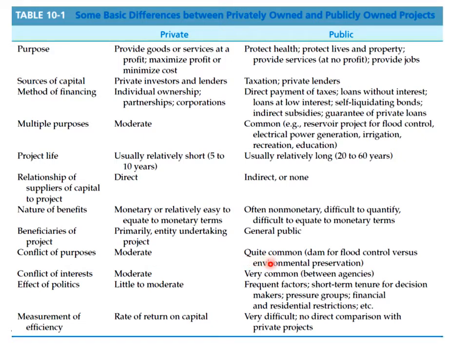We will see examples. Conflict of interest, again, in private projects, it's moderate. But in public projects, it's very common to have conflict of interest because there are different agencies, different groups within the public. They are affected by this project, and there is a conflict. Usually there is a conflict between them.